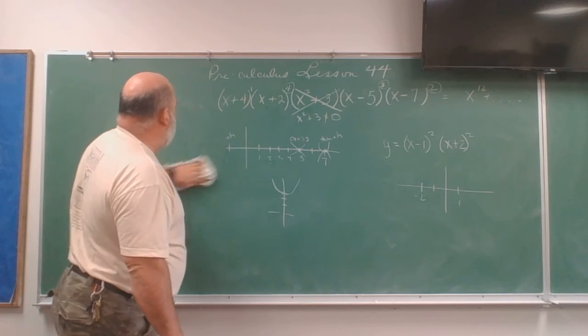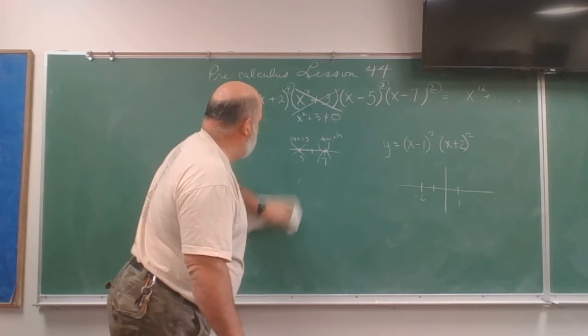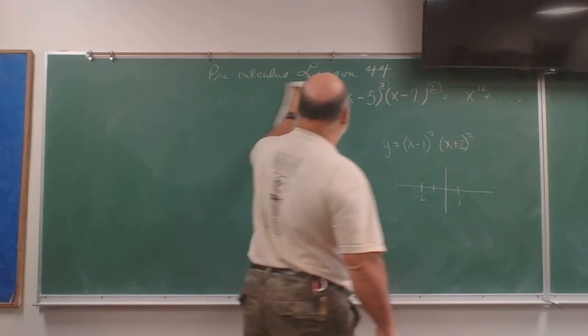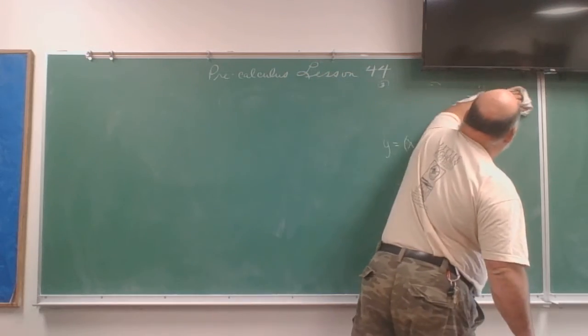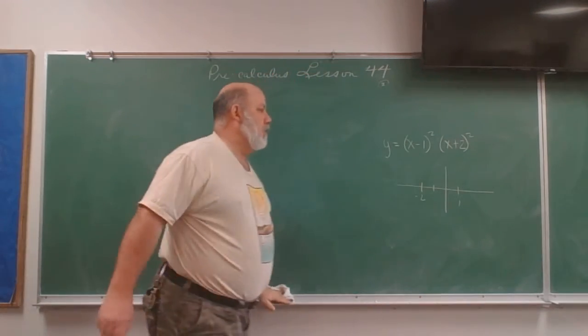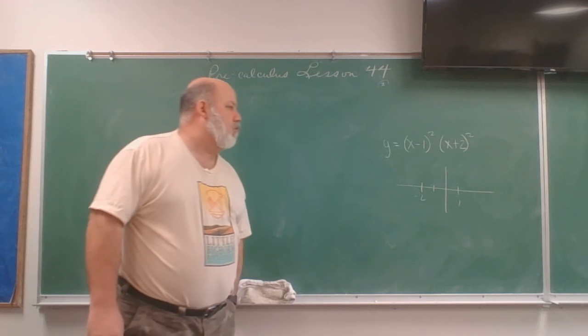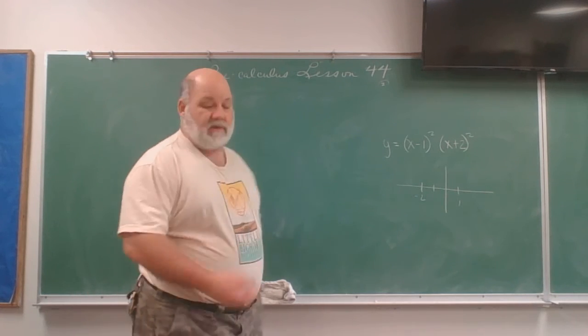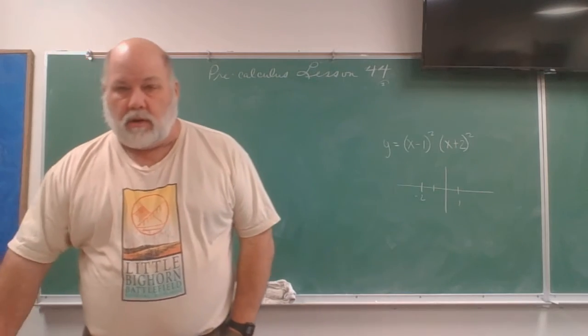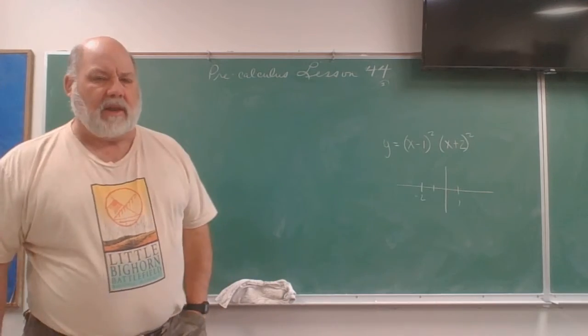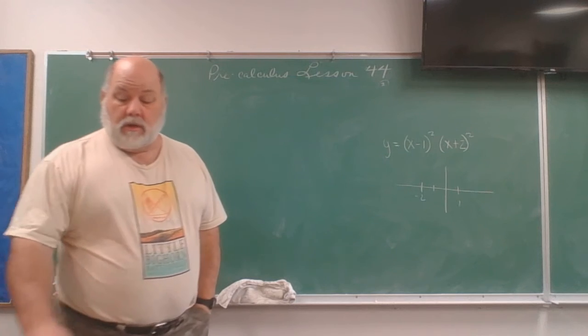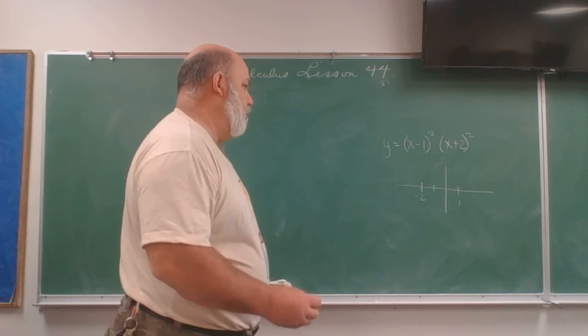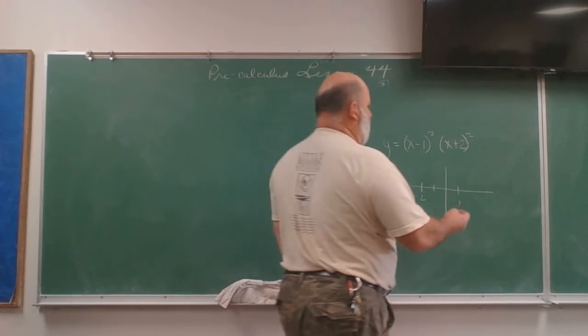Does it cross or does it touch? We go to the second one. It says y equals x minus 1 quantity squared times x plus 2 quantity squared. And they ask us to determine what your graph is going to look like. They give you 4 possibilities there.